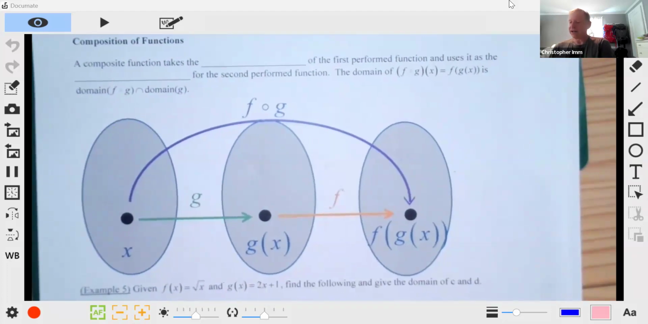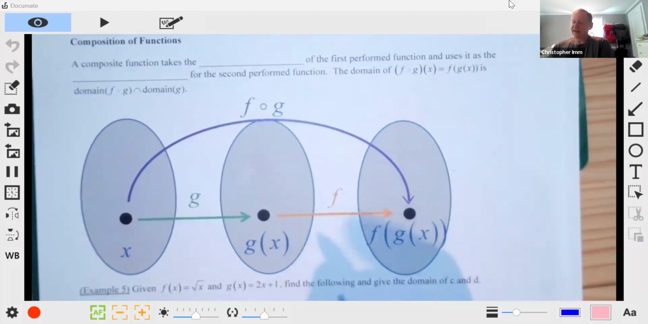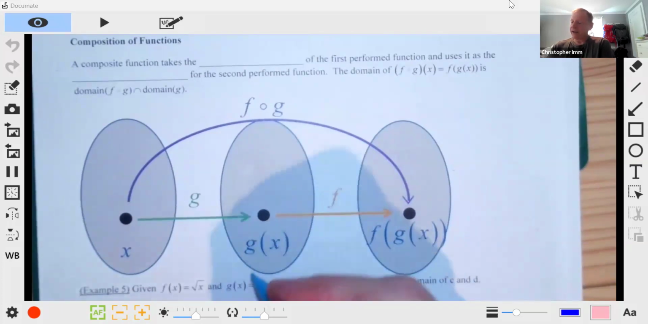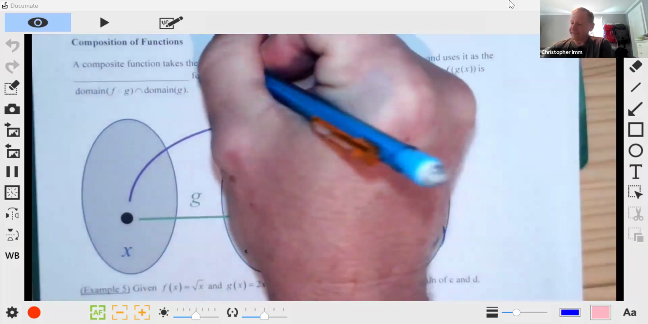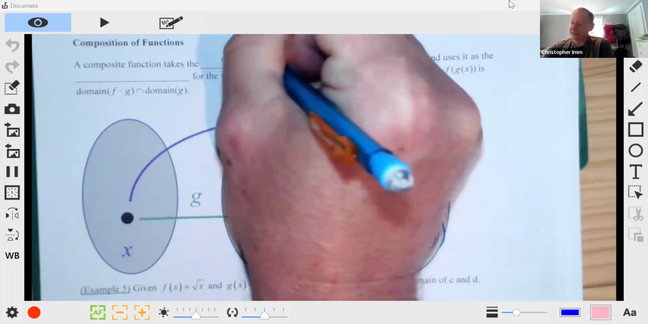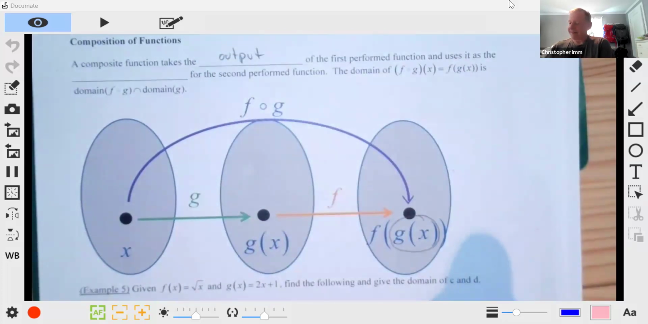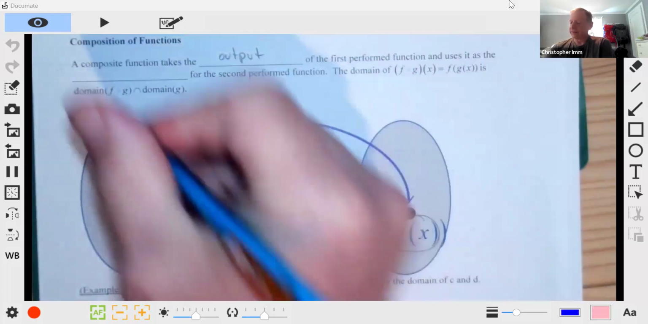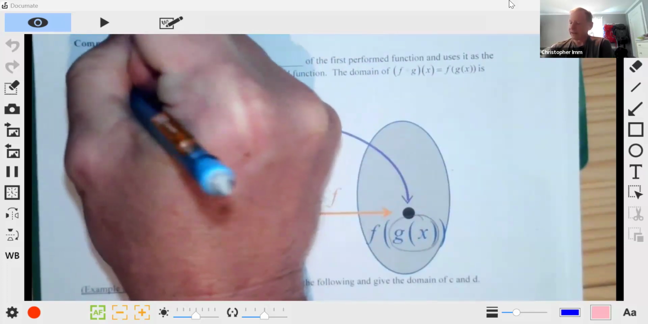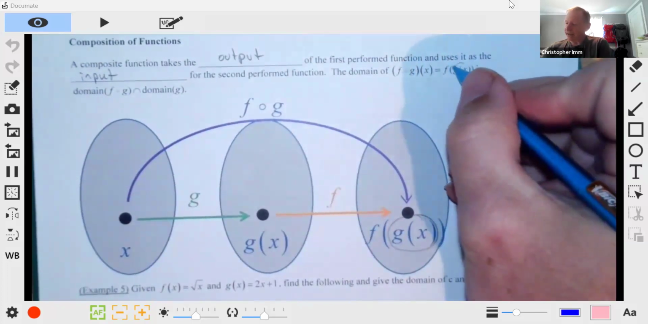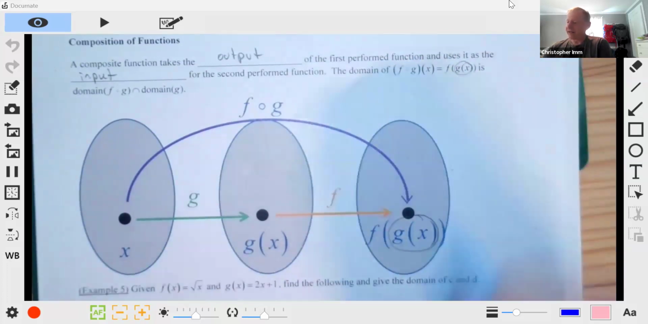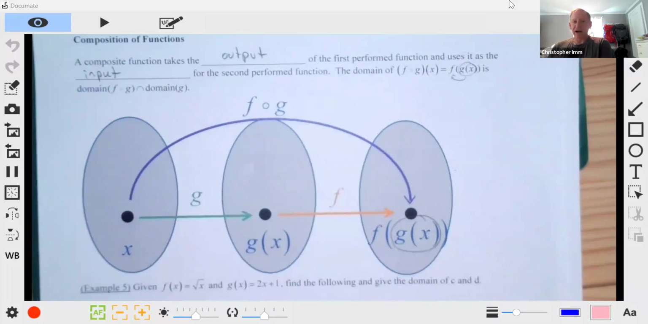So a composite function takes the output of the first performed function and uses it as the input for the second performed function. So it's going to take the output of what we do first here and use that as an input for f. The domain is a little more complicated here.